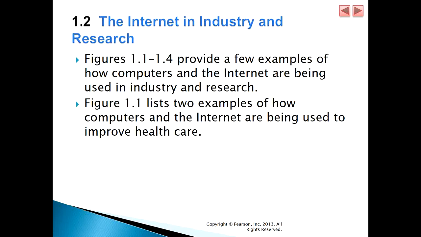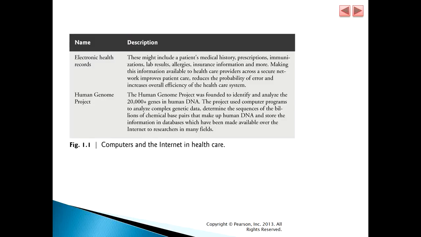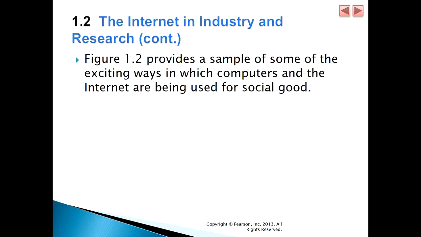First, the first list is computers and internet are being used to improve healthcare. These two applications, like electronic health records that you see in the hospitals and clinics, and also HGP, the Human Genome Project, that was to analyze the genes of human beings, like DNA and stuff like that. Computers and internet are used in healthcare in these two big areas.